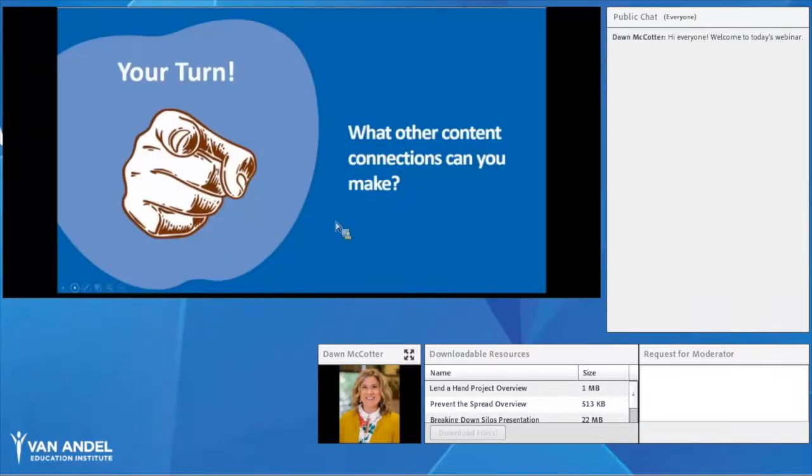So what about you? What other content connections can you make? Think about your content and the grade level you teach. Are there any other connections that you see fitting into this Prevent the Spread project? I'll give you a minute or so to answer that question, and we'll move on to the next example.